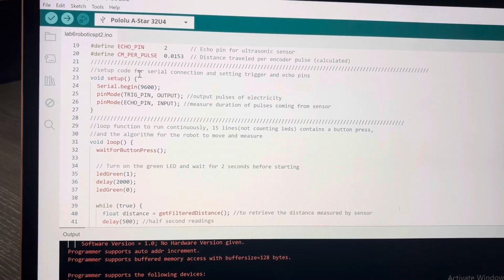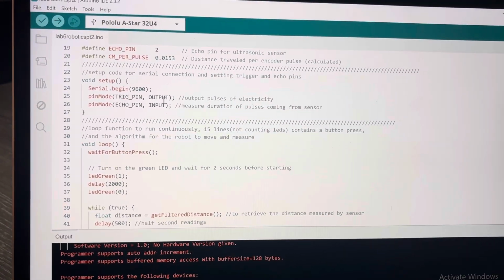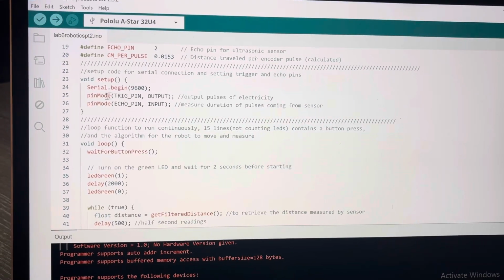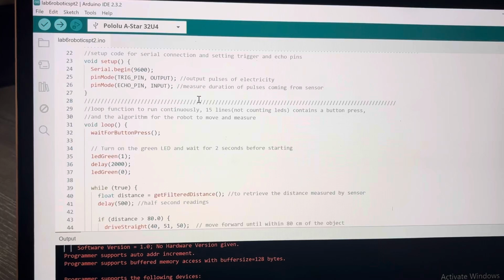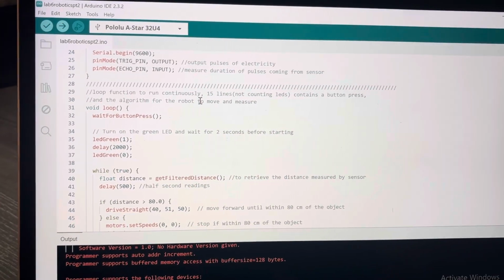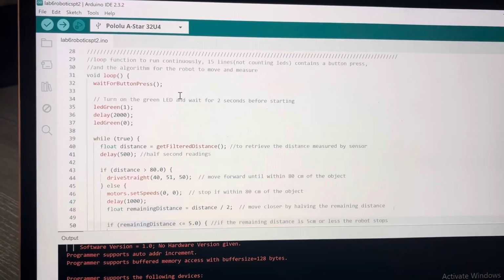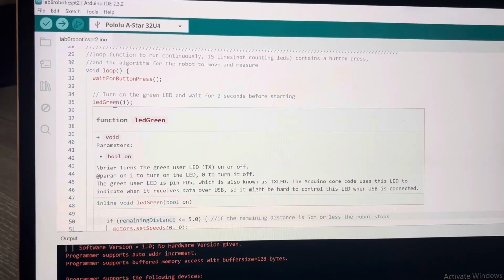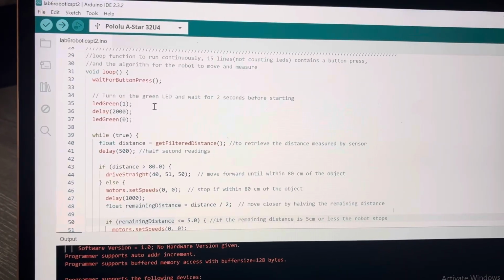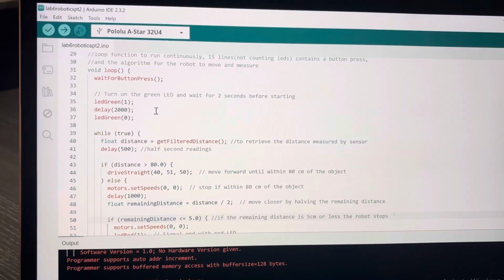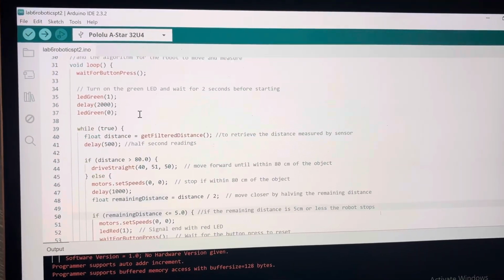Then over here I have my setup function for serial connection, and then just setting the trigger and echo pins. Then I have my loop function. So I have my button press, and when the button is pressed, the LED turns on for a 2-second delay, and then it turns off.